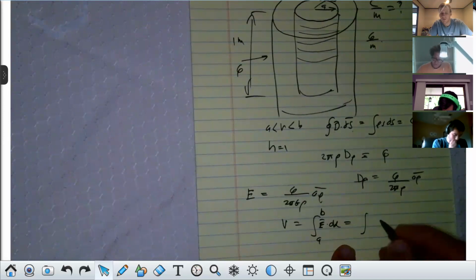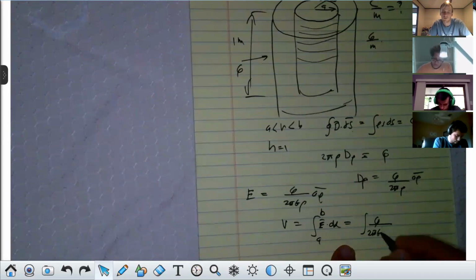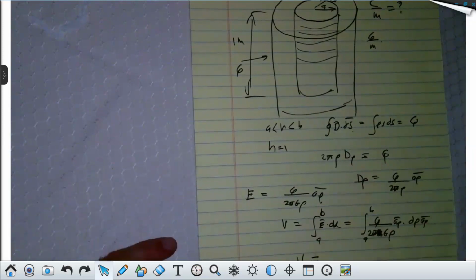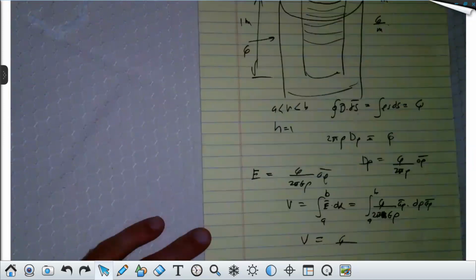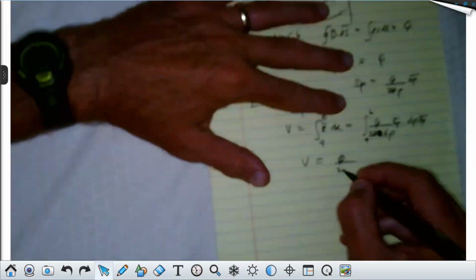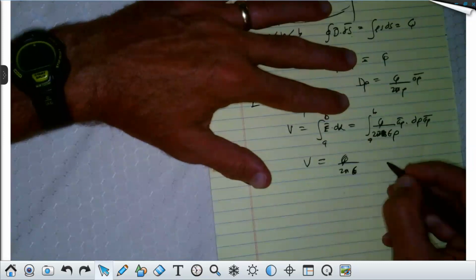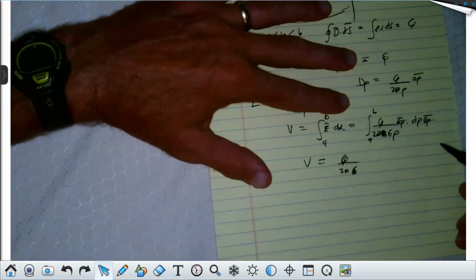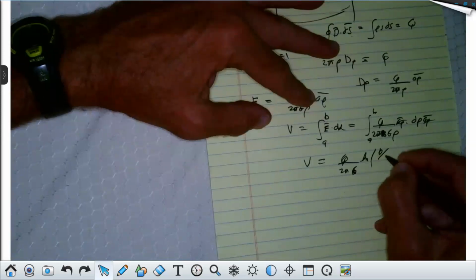The integral of Q over 2 pi epsilon rho, a rho dot d rho a rho, from A to B. And what does that give us? Go ahead. Well, I have Q, right? And I'm going to have Q, and then I'm going to have 2 pi epsilon. Epsilon's a constant in this one, times, well, a rho dot a rho is 1. What's the integral of 1 over rho, class? Just natural log, right? Natural log of B over A.